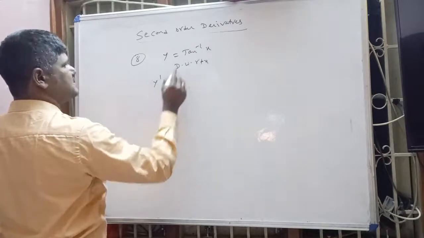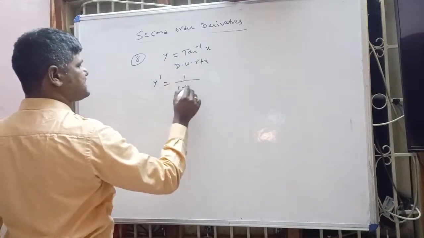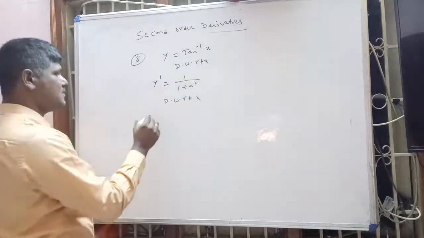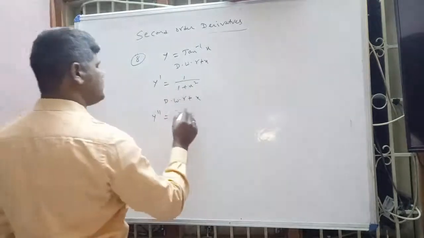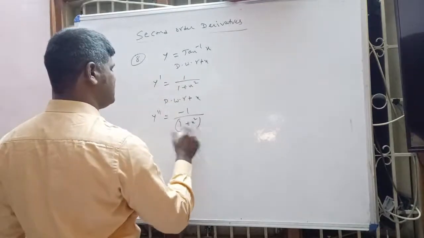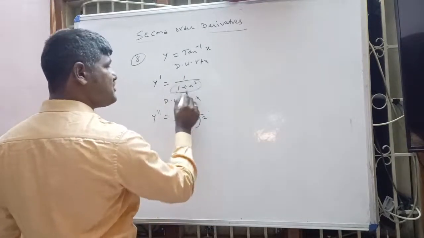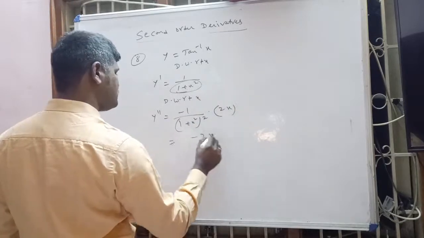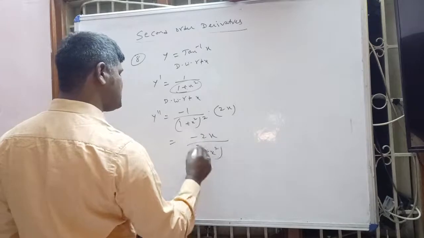Y dash, the derivative of tan inverse x, is equal to 1 by 1 plus x square. Again differentiate with respect to x. Y double dash: the derivative of 1 by x is minus 1 by x square, but this is not x. For this, the derivative of 1 is 0 and of x square is 2x. So minus 2x by (1 plus x square) whole square. This is the answer.